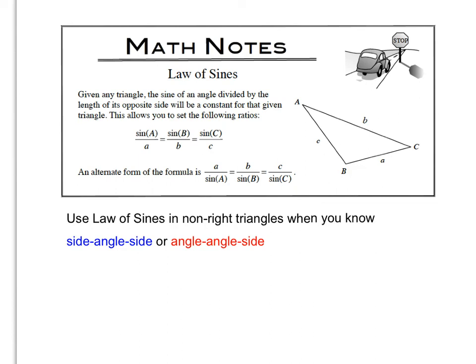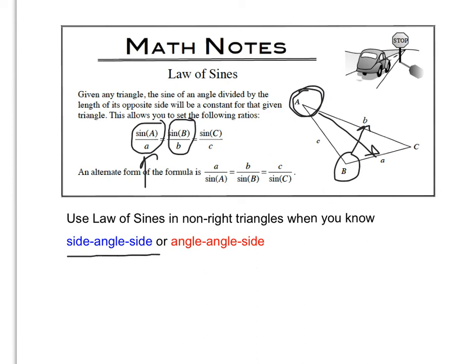So, in summary, your law of sines talks about an angle and the side opposite. You're always setting up this ratio of my angle A over the side opposite. That has to equal any other angle and its side opposite. So you're setting up this ratio equal to a ratio. And this only occurs when you have a side angle side or an angle angle side.